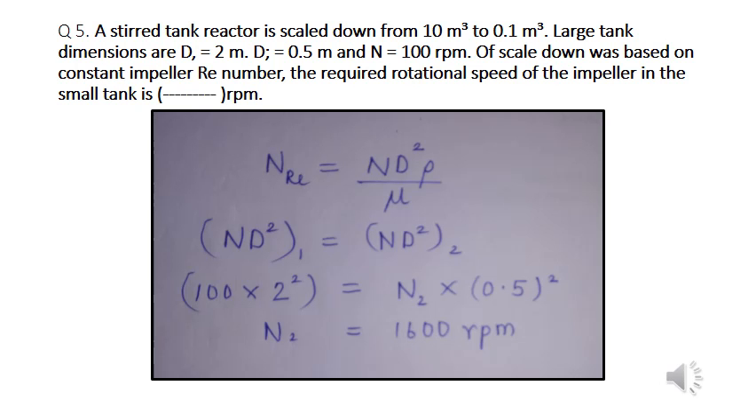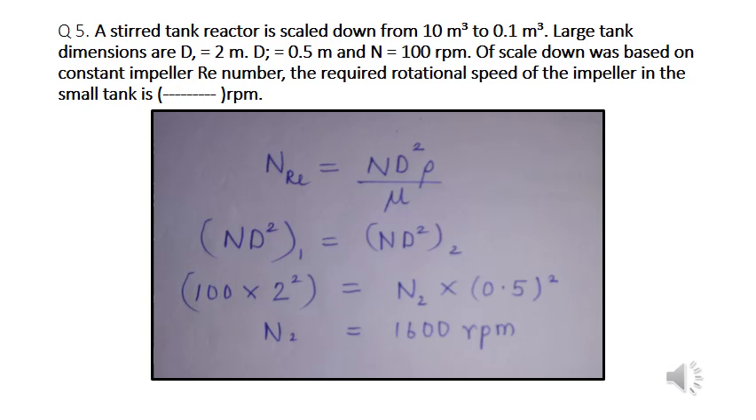Moving on to the fifth question. A stirred tank reactor is scaled down from 10 meter cube to 0.1 meter cube. Large tank dimensions are D, which is equal to 2 meter. And the dimensions for the small tank are D, which is diameter, equal to 0.5 meter, and the RPM, that is revolutions per minute, is 100. On scale down, you have to make sure that it has a constant impeller Reynolds number. So what is the rotational speed required for the impeller of the small tank?